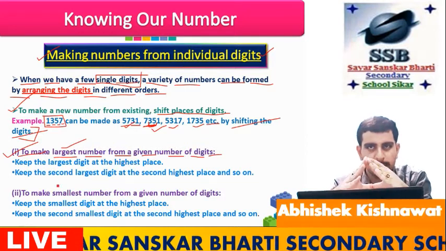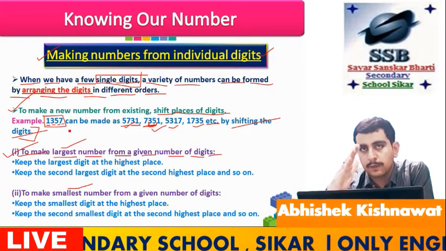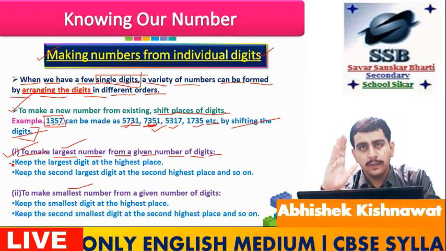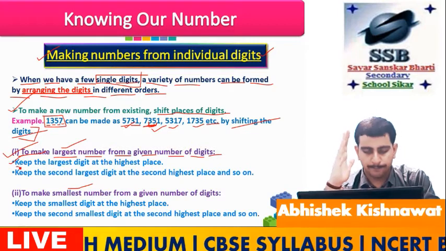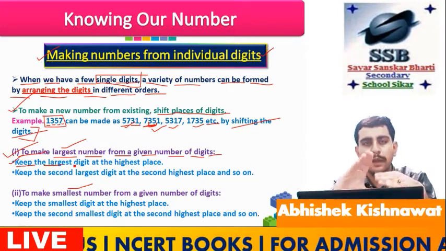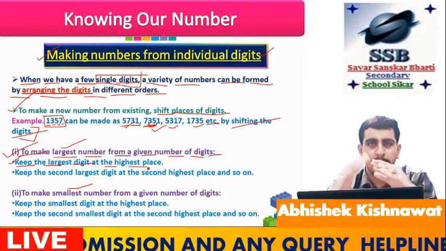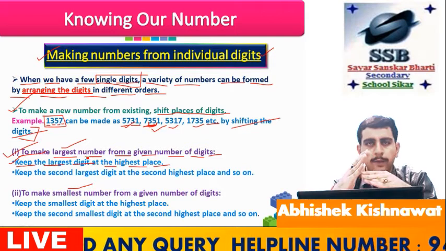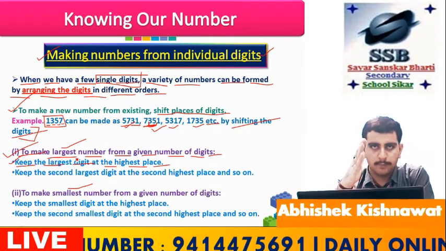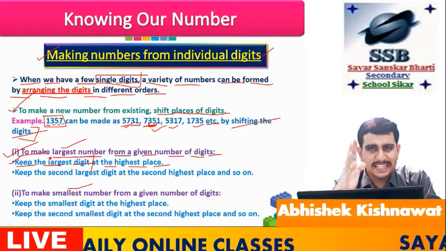So I think you understand how we can make a new number from digits. We have to shift these digits. We just have to shift the digits. I think you all get the point. Now if we are shifting digits, there are two conditions. First, we want to make a larger number from it, or we want to make a smaller number from it, compared to the present number. There are some steps for it.